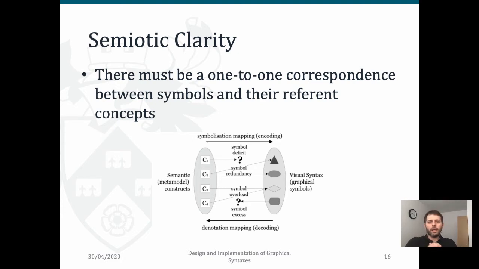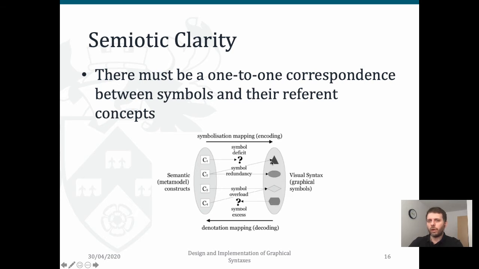So the first principle is called semiotic clarity, and this dictates that there must be a one-to-one correspondence between symbols and the concepts that they refer to. So our metamodel has a number of types, a number of EClasses in Emfatic and EMF. We will represent them using a number of different symbols.